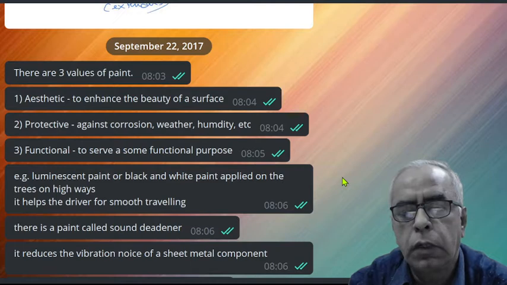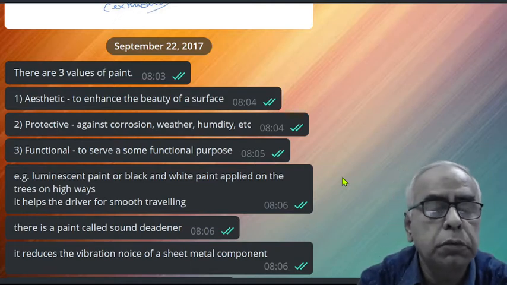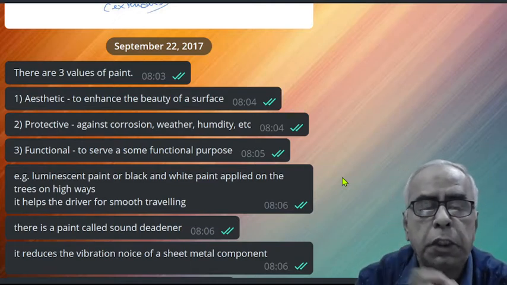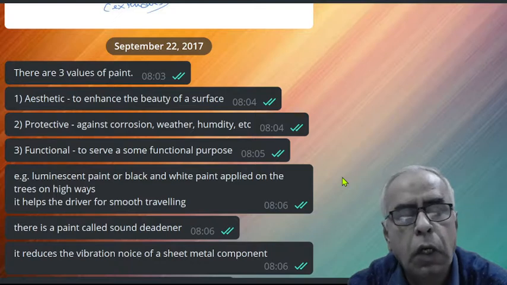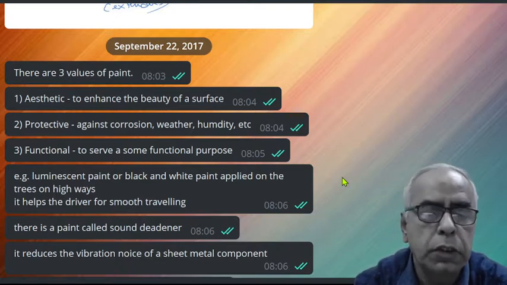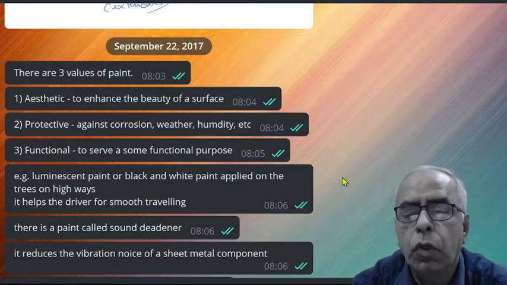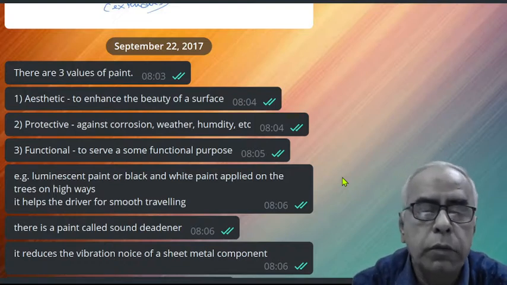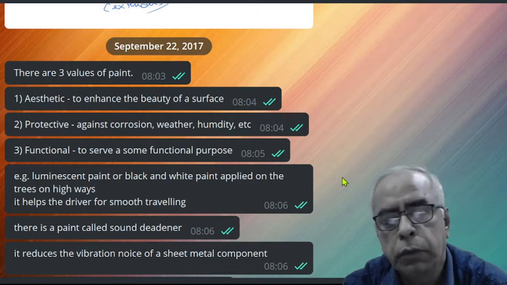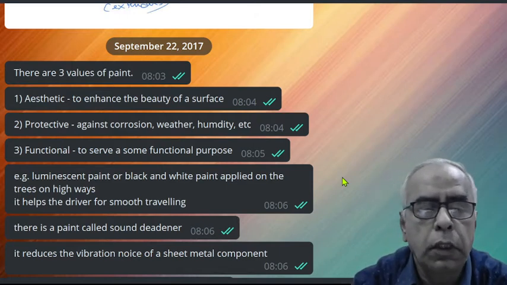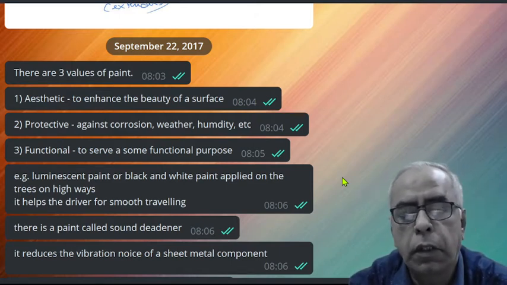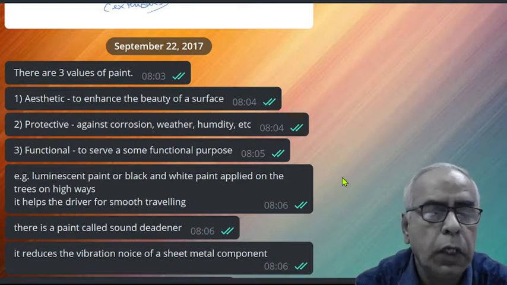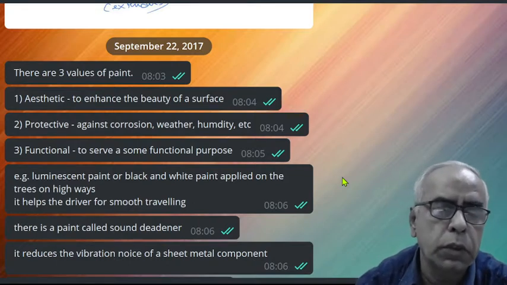For example, as we already discussed in the introduction, the application of luminous paint on the highways, the tar road, where fluorescent or black and white paints are applied. Of course, they are applied on the trees on the sides of the highways also. It helps the driver for smooth traveling.